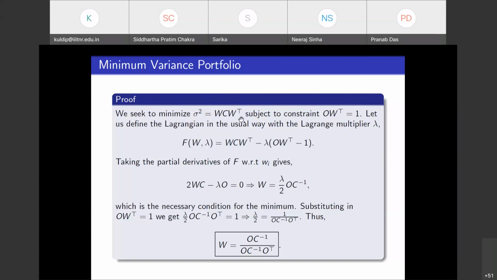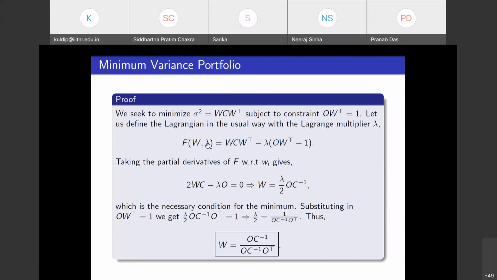So obviously you can substitute 1 minus s, and you get a function of a single variable. Use your high school differential calculus and do it. But for this kind of problem, we have to use multivariable calculus, and we use the method of Lagrange multipliers.